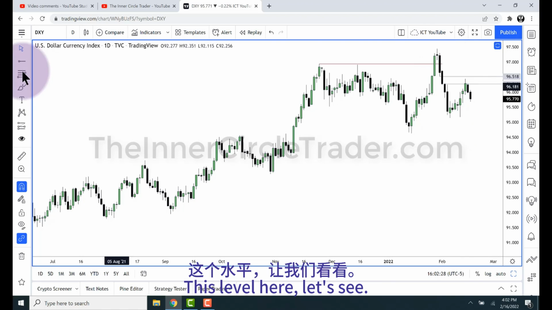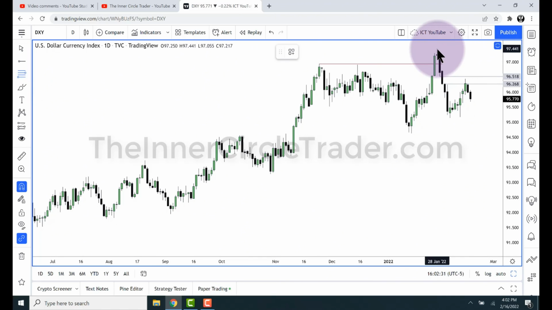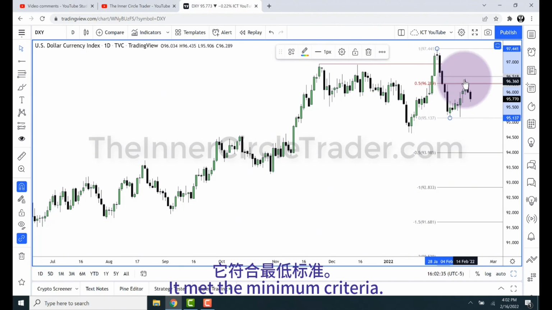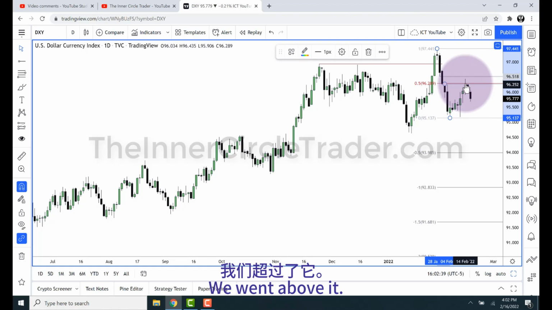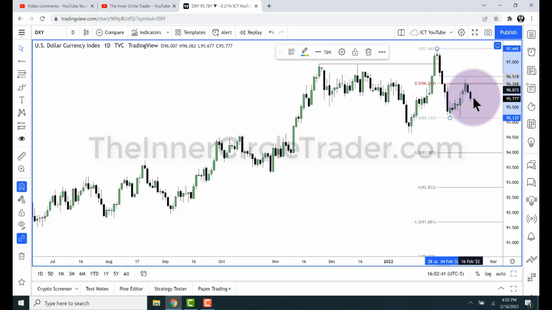This level here, let's see, did we enter a premium? It met the minimum criteria. The 50 level here, that's equilibrium, we went above it. And then look what we have, displacement. All right, so let's take this off.